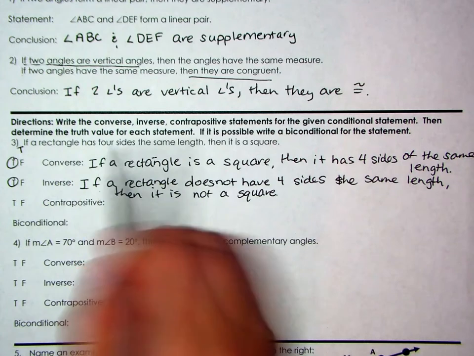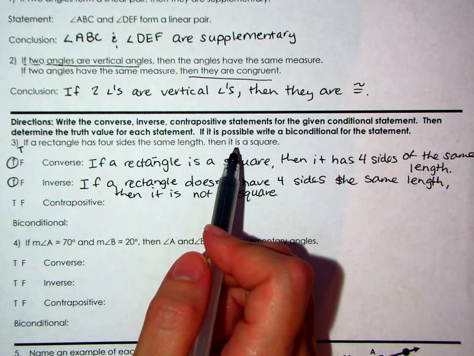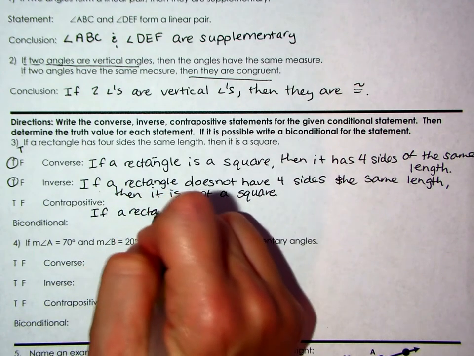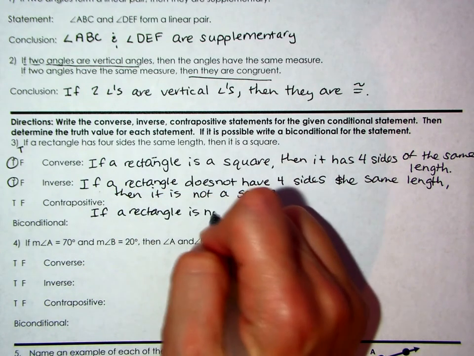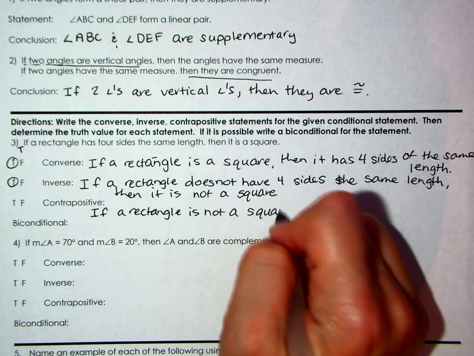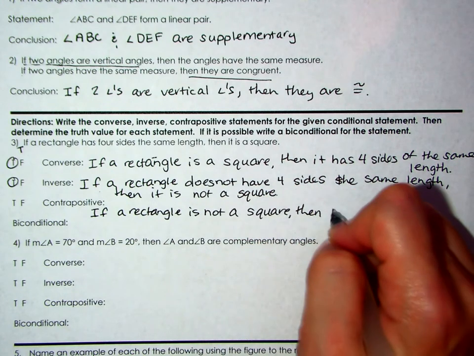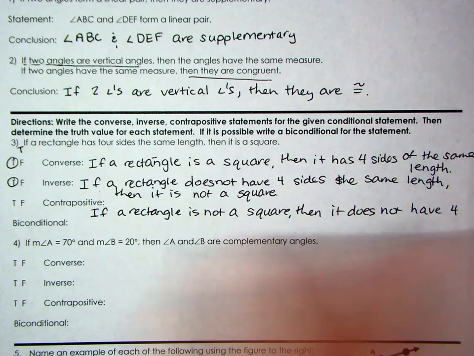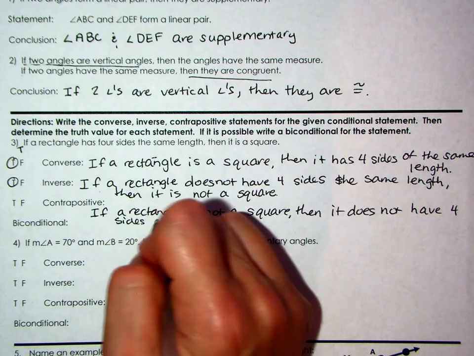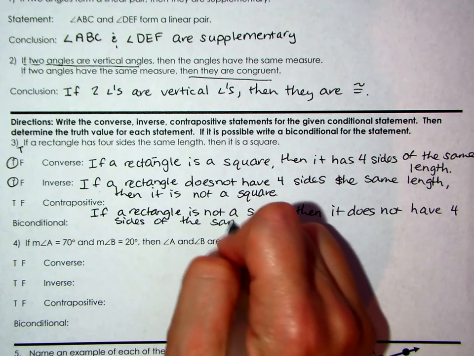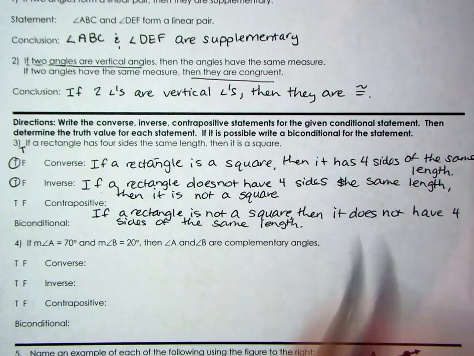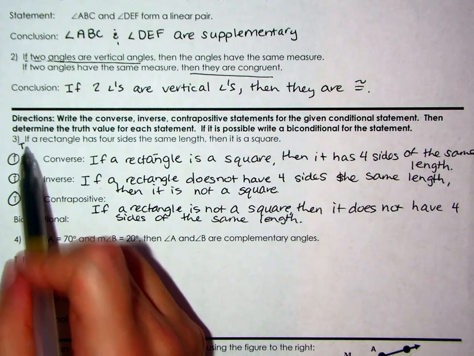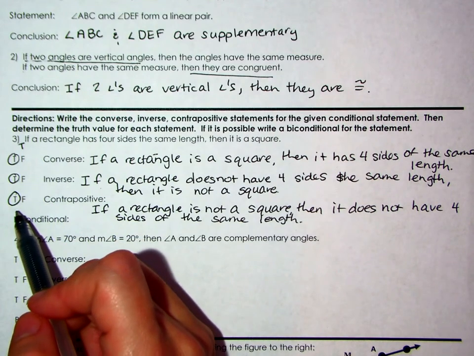The contrapositive is when we flip the hypothesis and conclusion as well as negate. So, if a rectangle is not a square, then it does not have 4 sides of the same length. And again, this is also going to be true, but I can confirm it because if my original is true, the contrapositive will match in truth value.